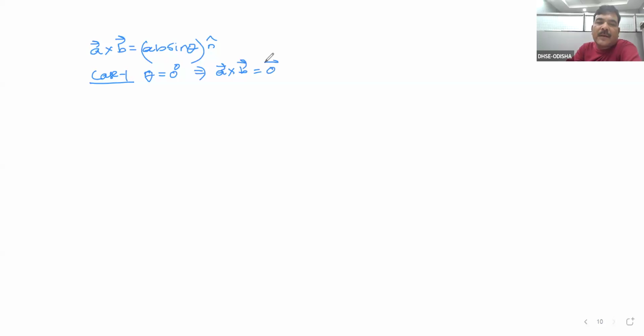So A cross B is equal to AB sin theta into n cap. Case 1, theta is equal to 0 degree. This implies A cross B is AB sin 0. The value of sin 0 is 0, so it is the null vector. If two vectors are either parallel or equal, then A cross B is equal to 0.